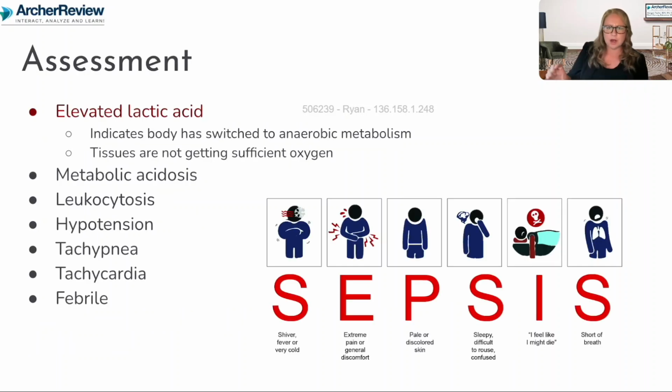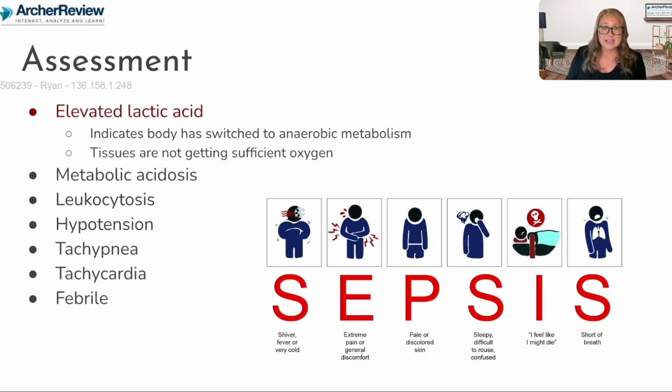We have a little mnemonic here. This is what we use to kind of educate clients on who is shocky, who looks like they might be in shock. So this might be some of the first things you see. They are shivery, cold, even though they have a fever. Extreme pain or discomfort. They are pale, discolored skin, pallor. They're sleepy, fatigued, very difficult to arouse.